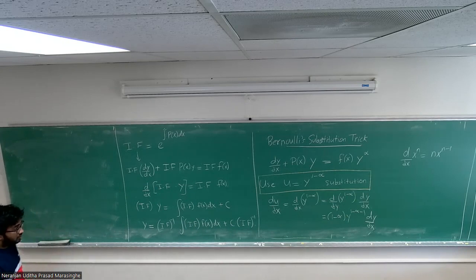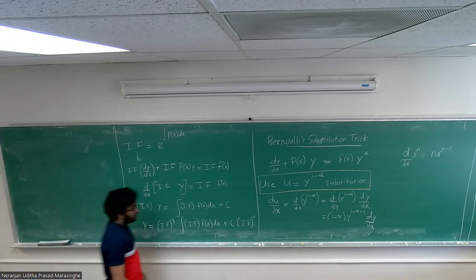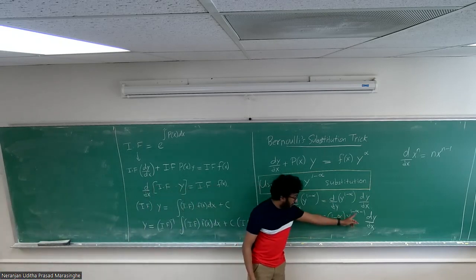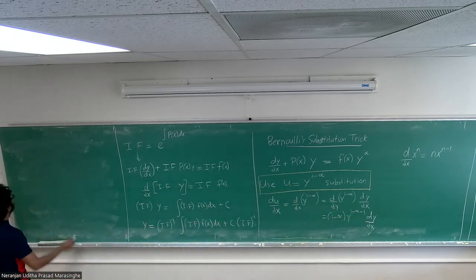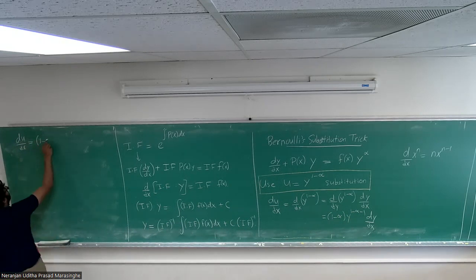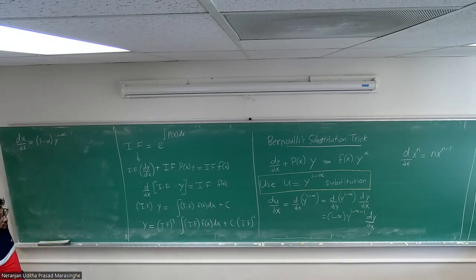Right. So this would become minus alpha, right? 1 minus 1 would cancel, and you get y to the power minus alpha. So on my left hand side, I have du over dx. So du over dx is going to be equal to 1 minus alpha times y to the power minus alpha times dy over dx.